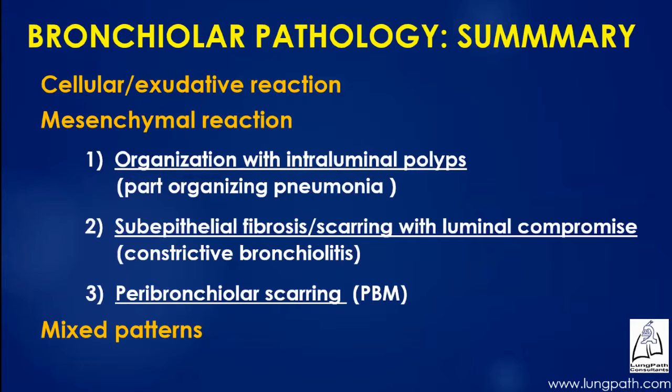So in summary, we have an inflammatory reaction in bronchioles that can be cellular or mesenchymal or a mixture of the two. And the mesenchymal reaction can be organization with intraluminal polyps, which is part of organizing pneumonia. It can be subepithelial scarring with luminal compromise and clinical obstruction, as in constrictive bronchiolitis, or it can be peribronchiolar injury with peribronchiolar metaplasia, which often manifests more as an interstitial process rather than airway disease.